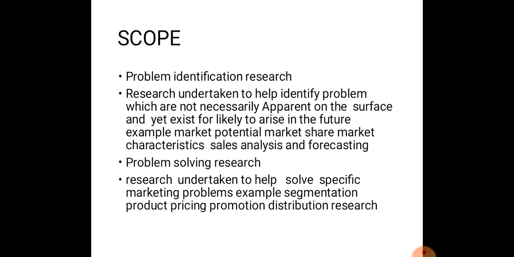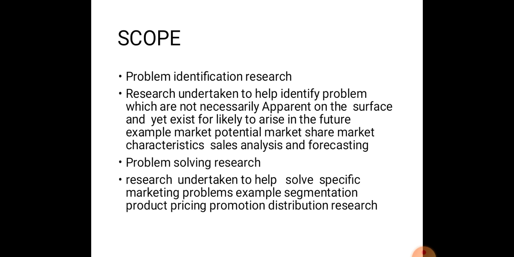Then let's discuss the scope of marketing research. Basically, there are two types of research: problem identification research and problem solving research. First, problem identification research. Research undertaken to help identify problems which are not necessarily apparent on the surface and yet exist or are likely to arise in the future. Example: market potential, market share, market characteristics, sales analysis and forecasting.